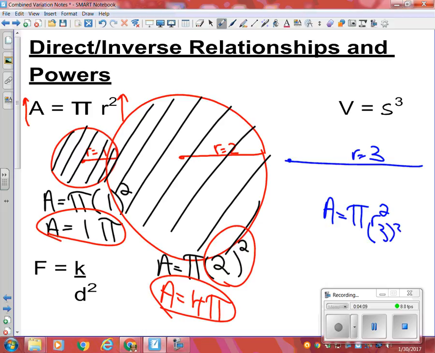So pay attention. When you see r to the second power, how do you think they're going to write that? How do you think we're going to say that? We say r squared.